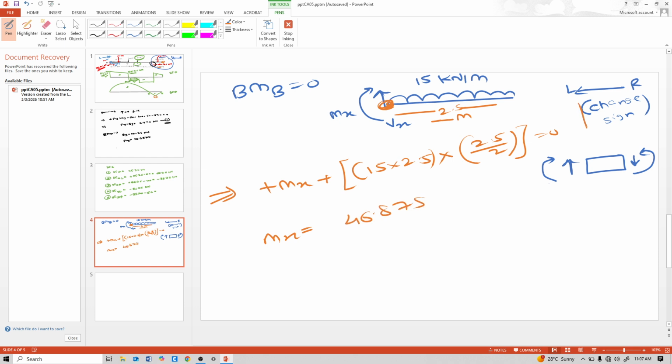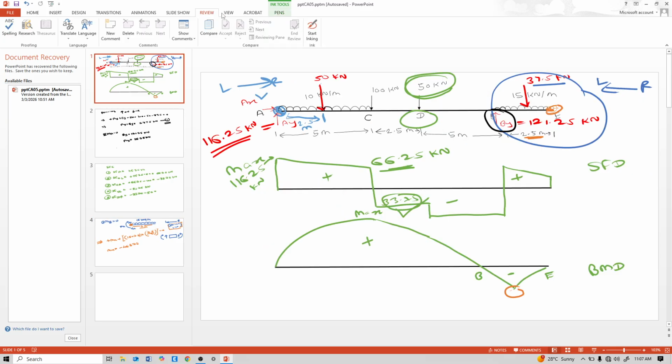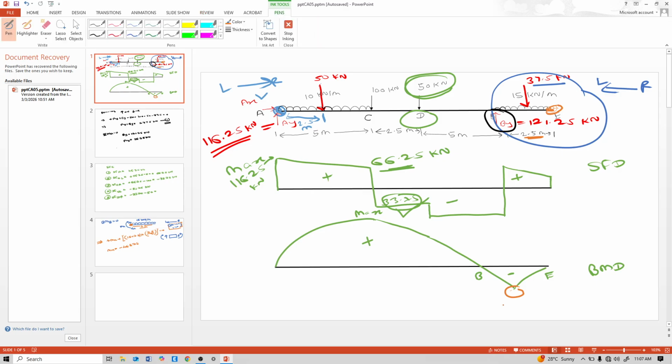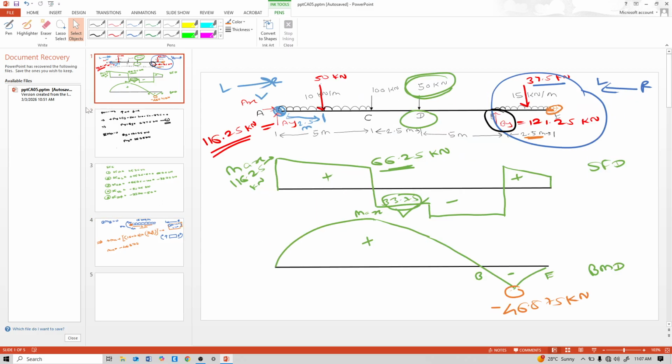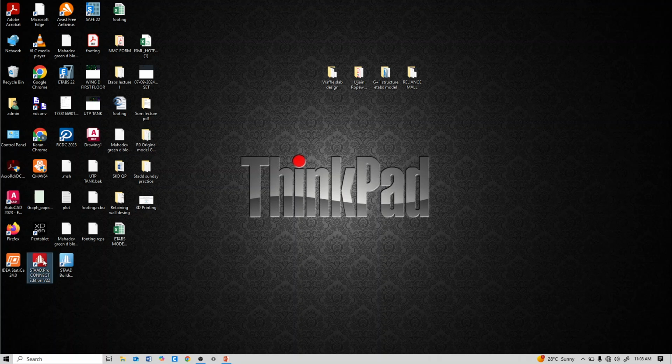And remember this, change sign. So this is minus. So here the moment is minus 46.875 kilonewton. Now let's see in STAAD Pro software.